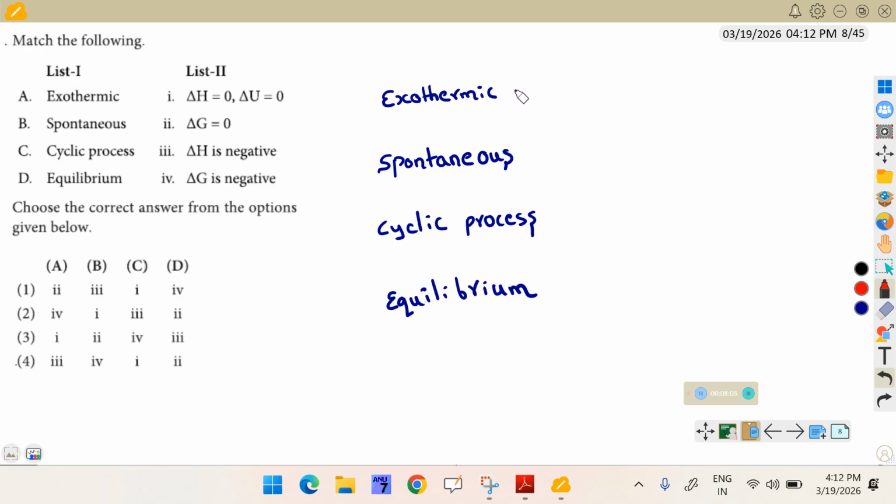Exothermic reaction. For exothermic reactions, the value of delta H is negative. So A is 3. Luckily only one option is present, the fourth option.